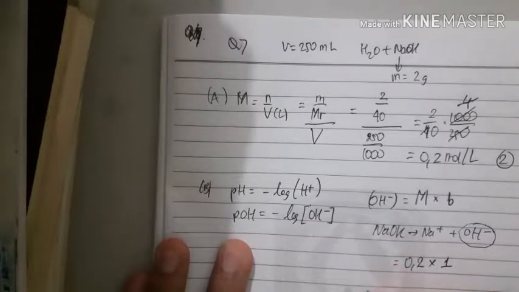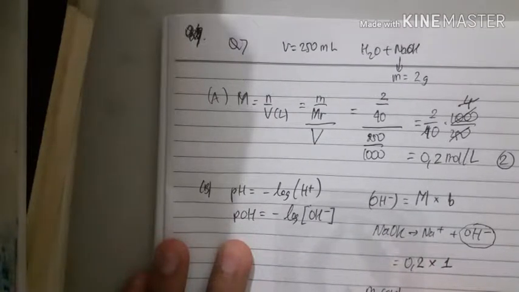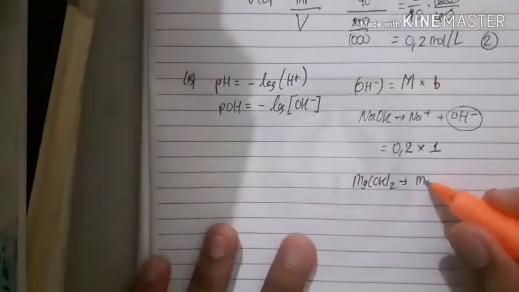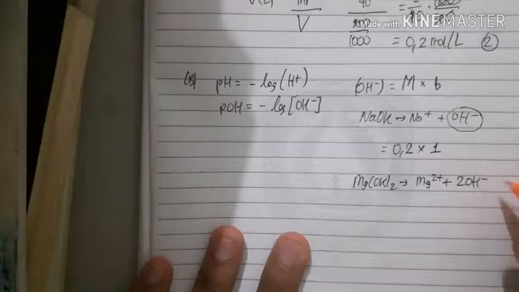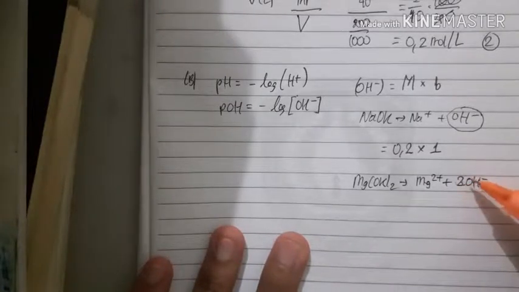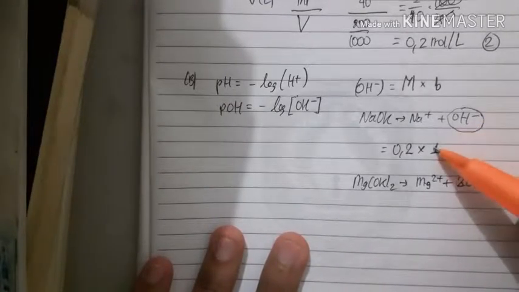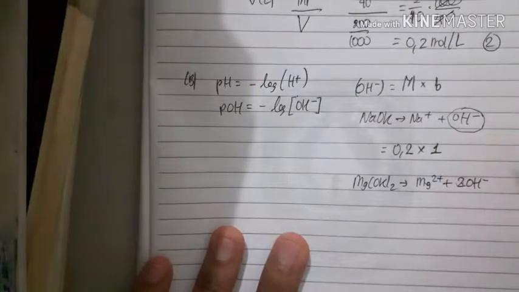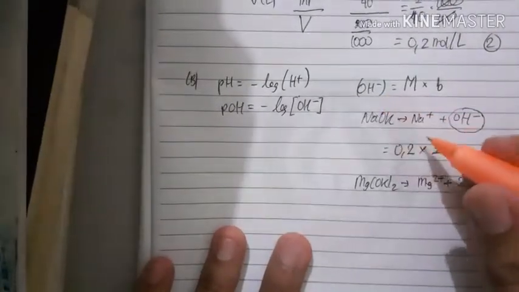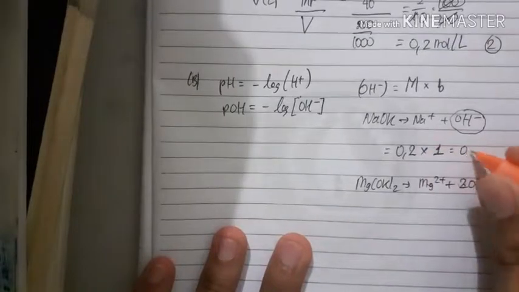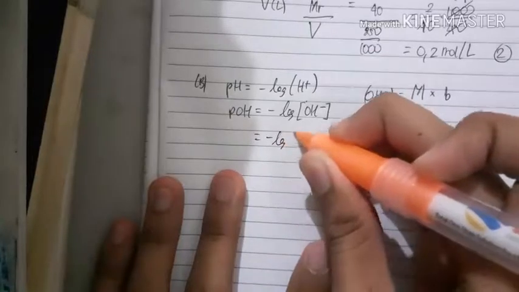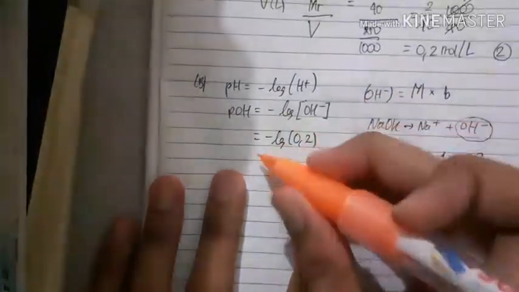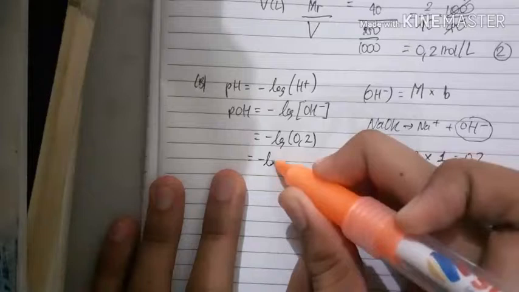So for example, if we didn't have sodium hydroxide, let's say we have magnesium hydroxide. Well, this is only magnesium 2 plus, 2 OH minus, right? So there is 2. So if we have magnesium hydroxide, we just make this 2. Okay, so the OH minus, the value of the hydroxide, is 0.2. So we just put it in minus logarithm of 0.2, and we just calculate this.